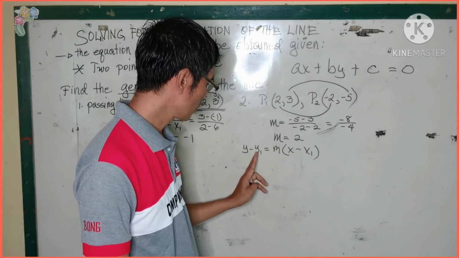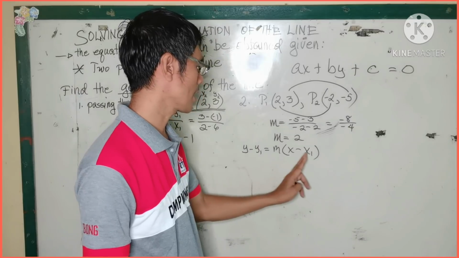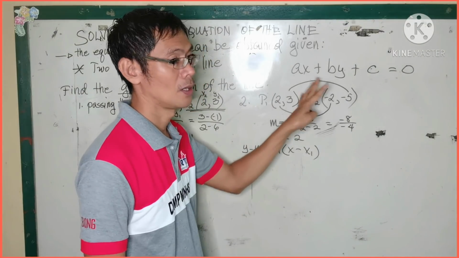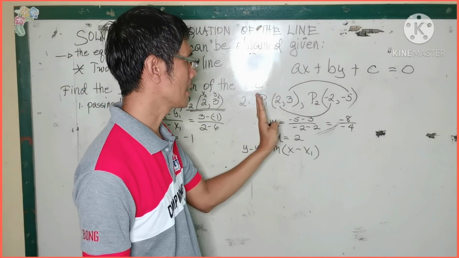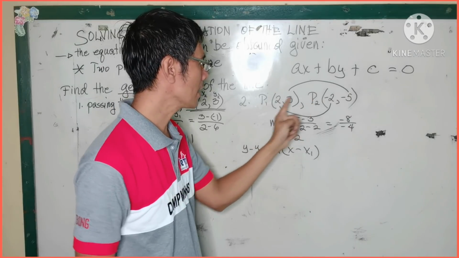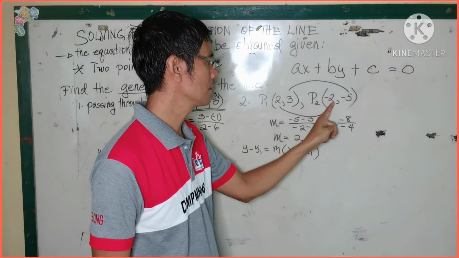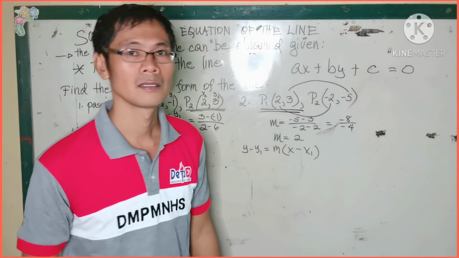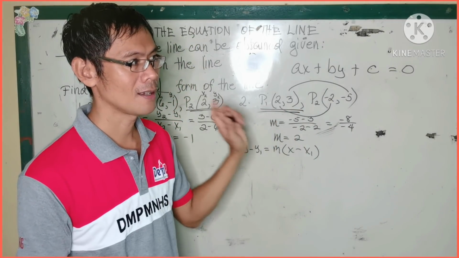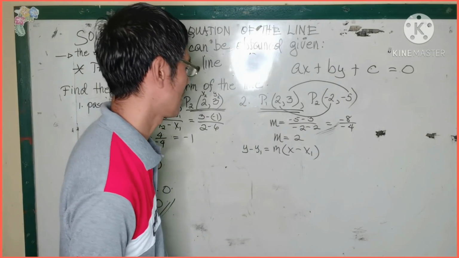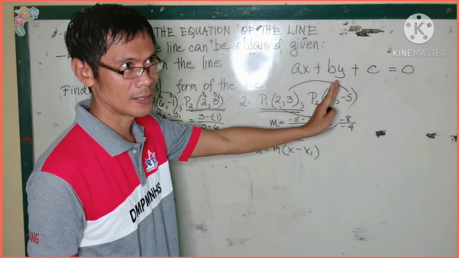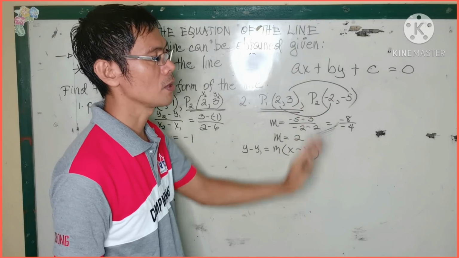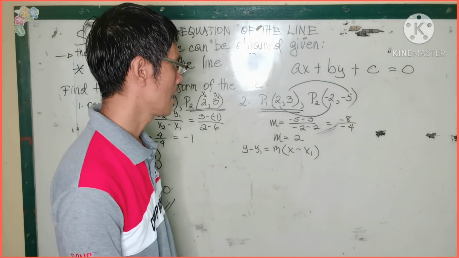Then, kunin natin yung value ng y sub 1 tsaka x sub 1 dito. So kahit ano sa kanila. So comparing your 2, 3 at saka negative 2, negative 5, mas maganda ito kasi mabababa at saka walang negative. Although pwede rin yun. You can still or you will still be getting the same answer.